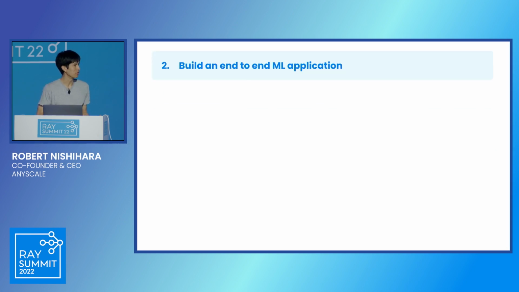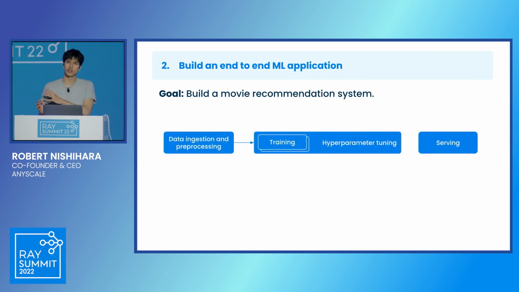OK, so let's actually zoom in on how to build the end-to-end machine learning application. Our running example for this presentation is going to be building a movie recommendation system. Very simple on the surface, but there's a lot of complexity to make it work well. And the structure of our application will follow the same pattern. We're going to be ingesting data and pre-processing that data. That data is going to be historical examples of which users liked which movies.